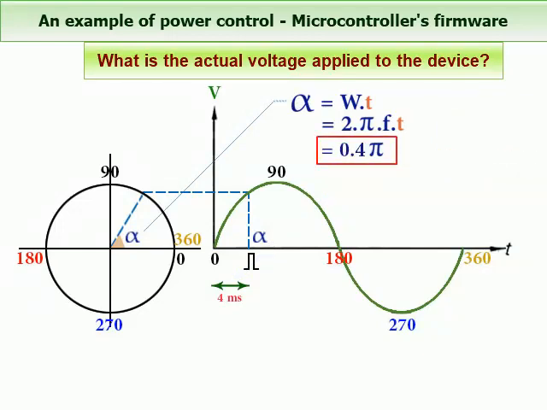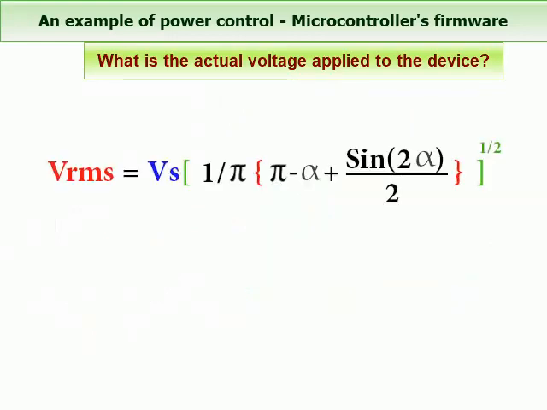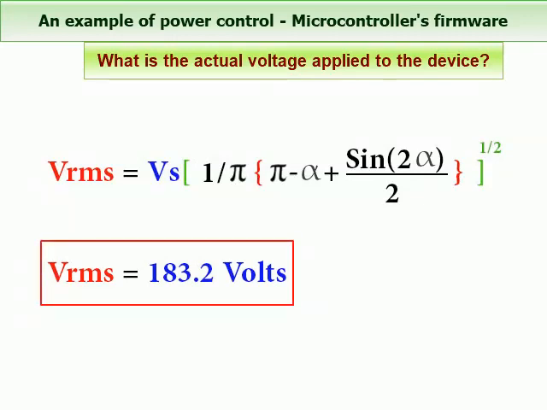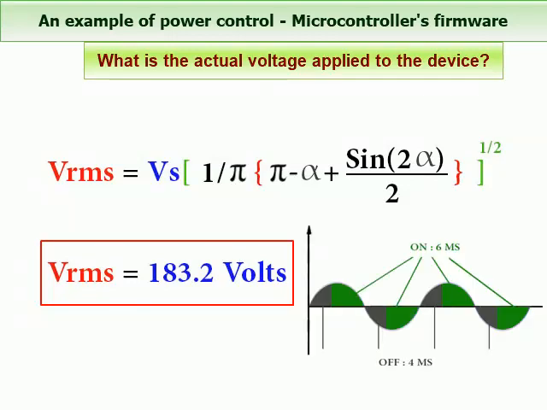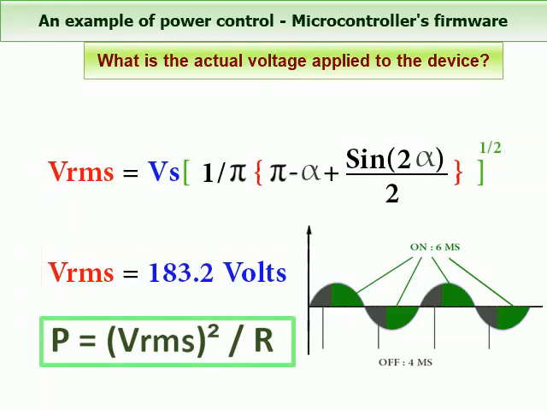We can now calculate the actual voltage, VRMS, by substituting in the VRMS equation mentioned earlier. The result is that the voltage VRMS equals 183.2 volts. It is the actual voltage applied to the device, when it runs for just 6 milliseconds per half wave. Once the value of the voltage VRMS is known, the device's power can be easily calculated using the power equation. The power equals the square of the voltage VRMS, divided by the resistance of the device, assuming that the resistance of the device is constant.